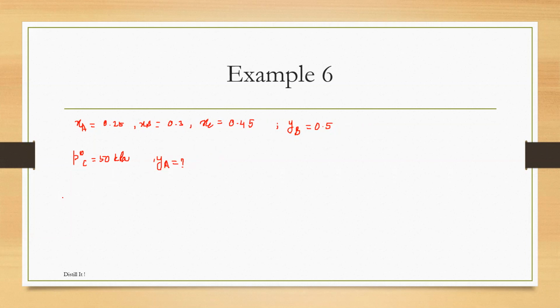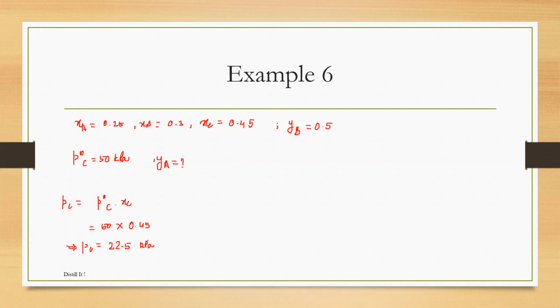So to calculate YC, we need PC. So by Raoult's law, we can say PC is equal to P naught C into XC. Both the values we have. 50 into 0.45. Hence, we get PC is equal to 22.5 kilopascal.